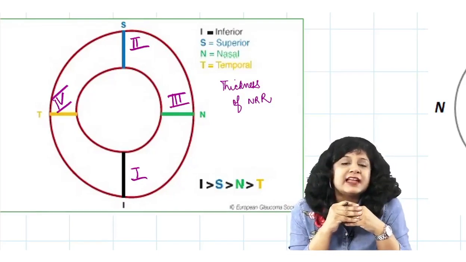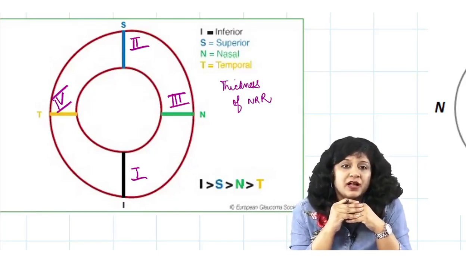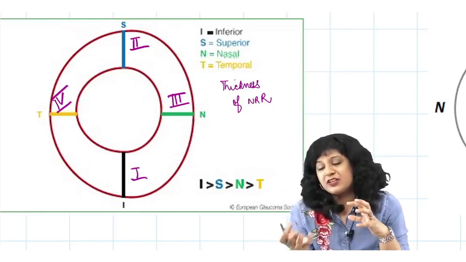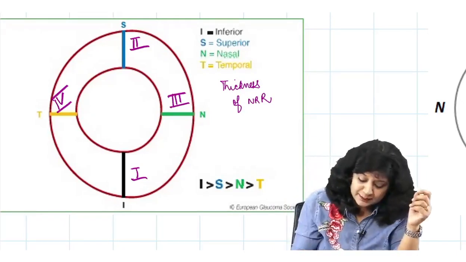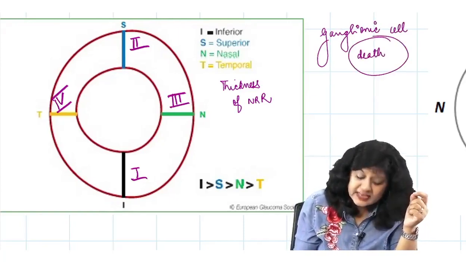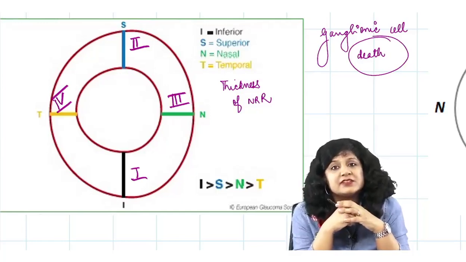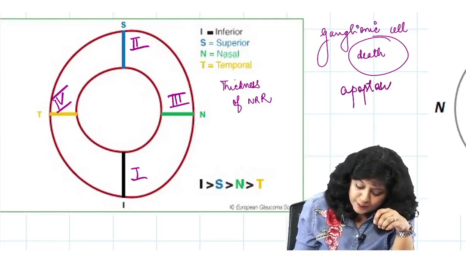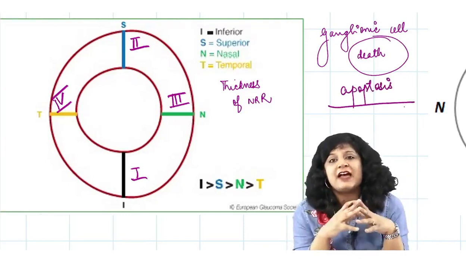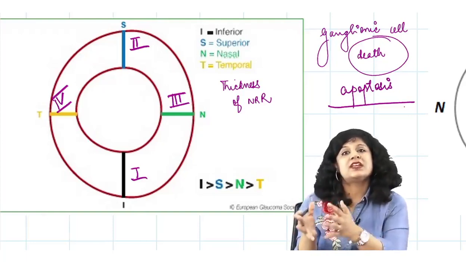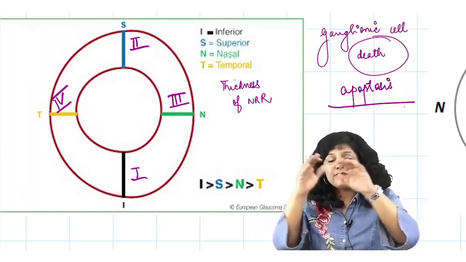Okay, so what is happening when there is glaucoma? When there is glaucoma, there is more and more optic nerve atrophy. There is atrophy, there is death of fibers. What happens? There is ganglionic cell death. So how is it taking place? With the help of apoptosis. So when we have ganglionic cell death taking place by apoptosis, these fibers are getting atrophy and atrophy.